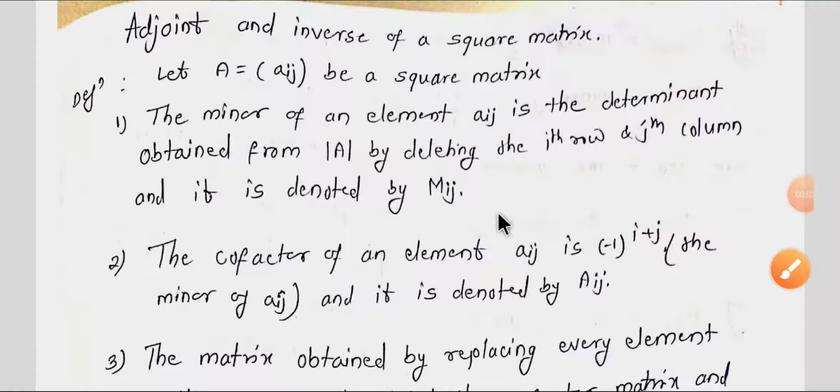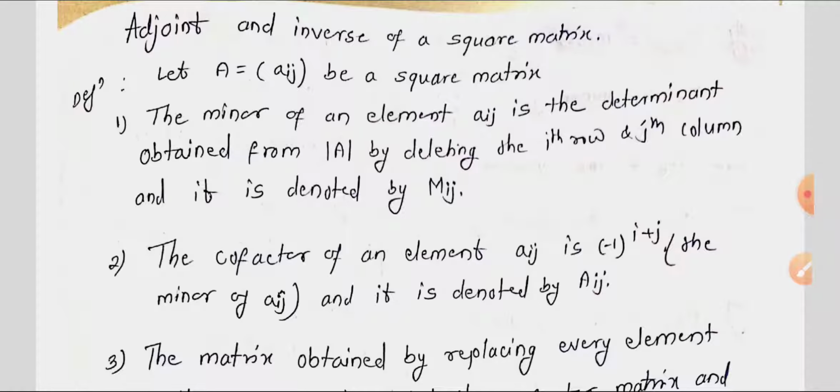Hi friends, in this video we study about minor of an element and cofactor of an element, that is adjoint and inverse of a matrix. For adjoint and inverse of a matrix we need minors and cofactors.